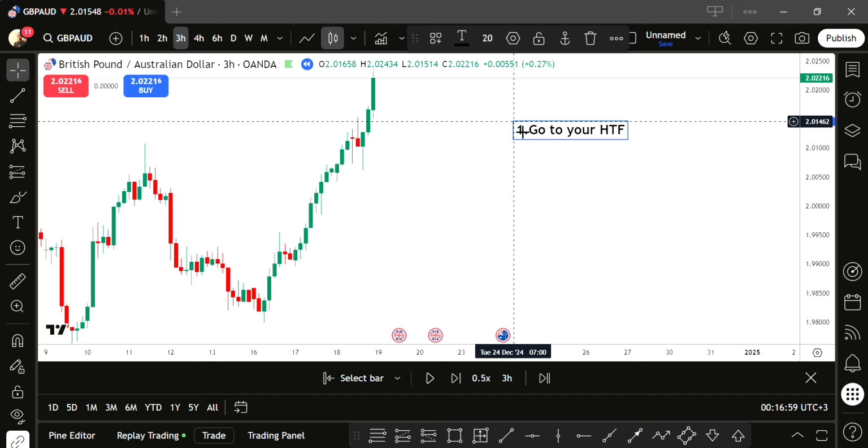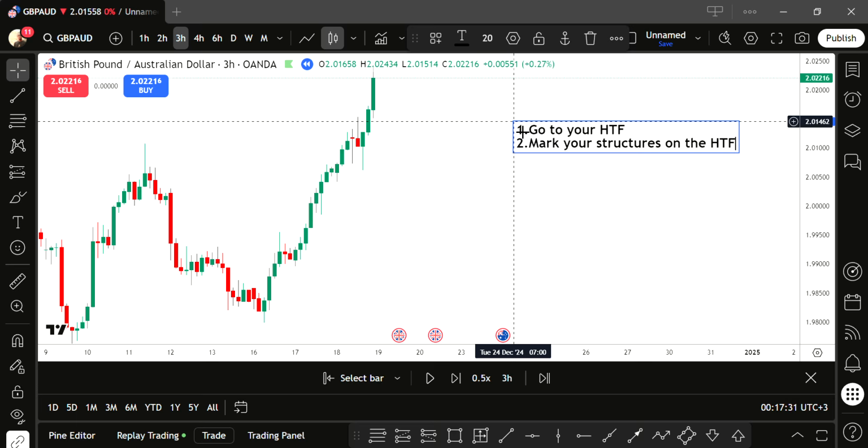So the next thing you want to do, rule number 2, is to mark out your structures on the high time frame, on your highest time frame. While you're on your highest time frame, this is where you want to mark out your structures. What is marking out your structures going to help you with?